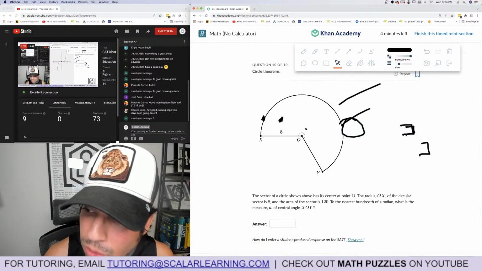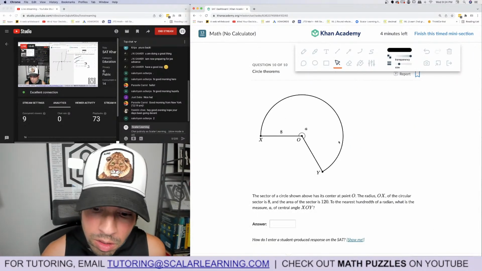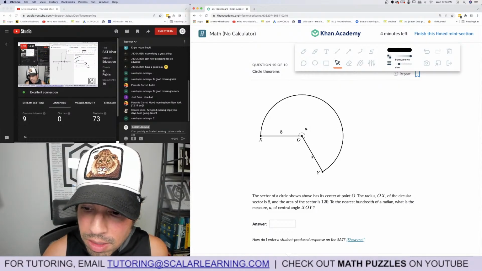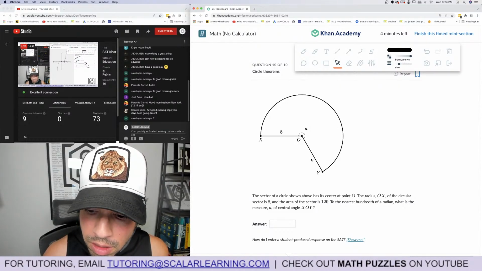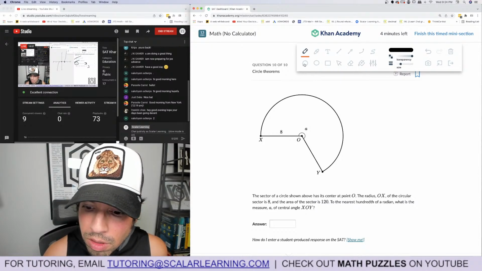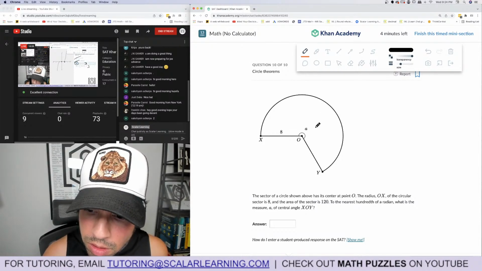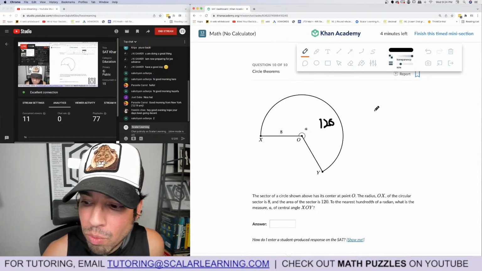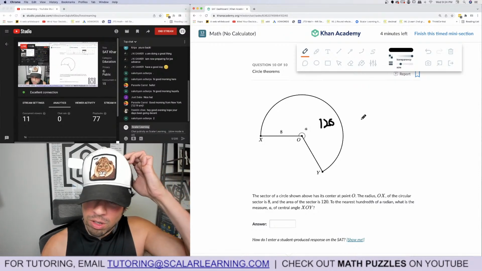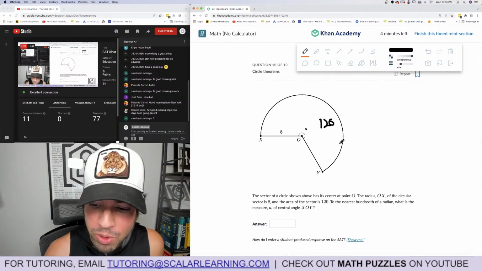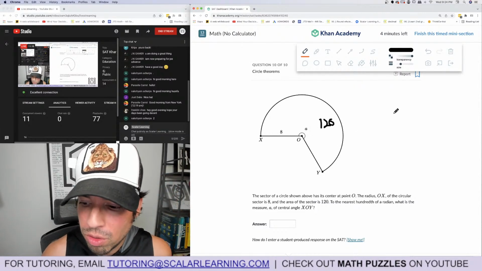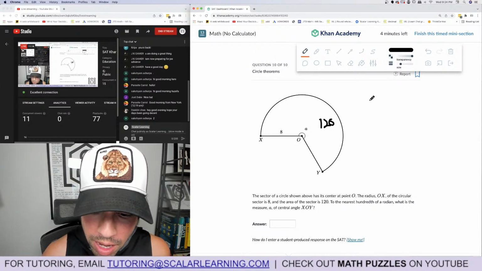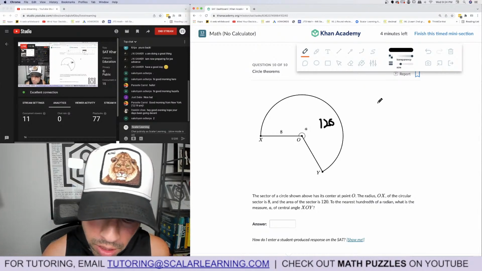All right, last one. The sector of a circle shown above is centered at point O. The radius OX is 8, and the area of the sector is 120. To the nearest hundredth of a radian. Talking about hundredths, there's no calculator? Come on, this is not realistic either, but we'll still do it. To the nearest hundredth of a radian, what is the measure of A of the central angle XOI?